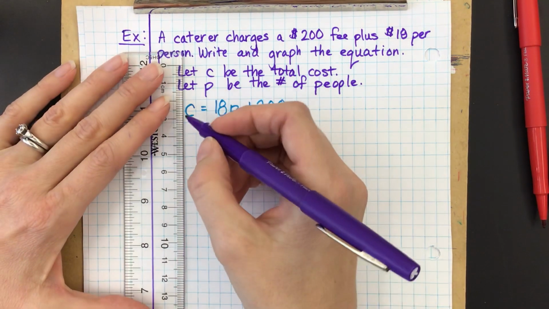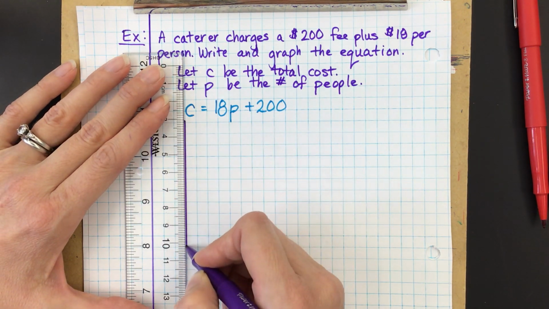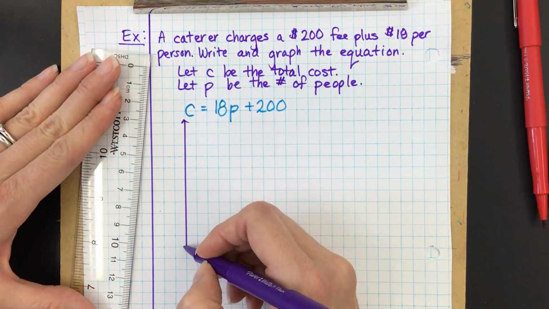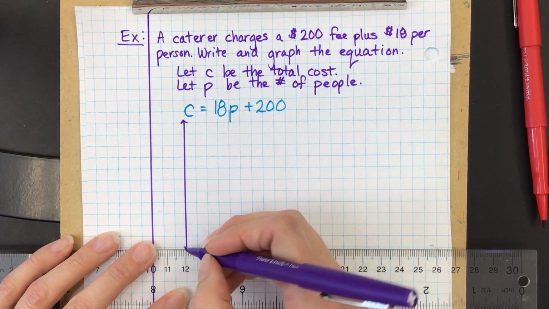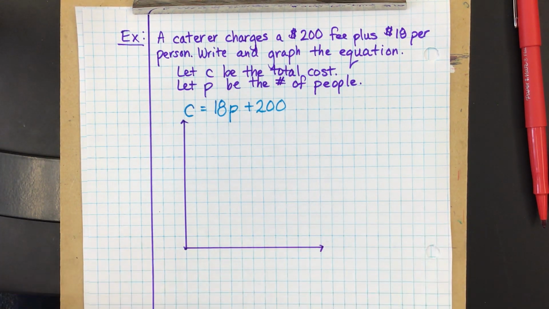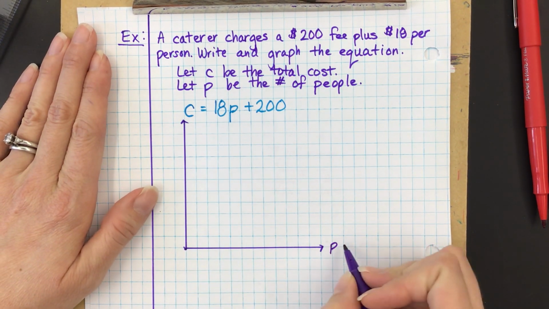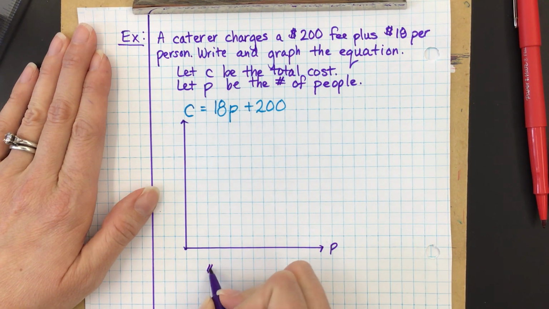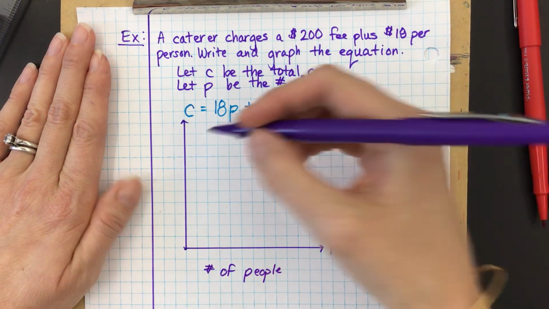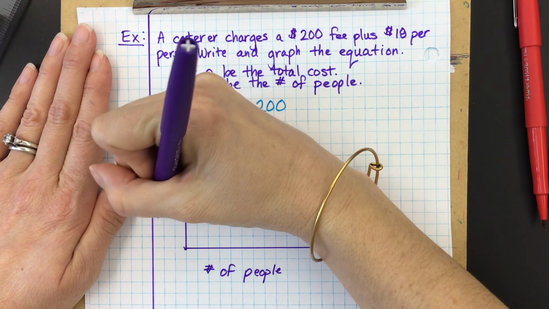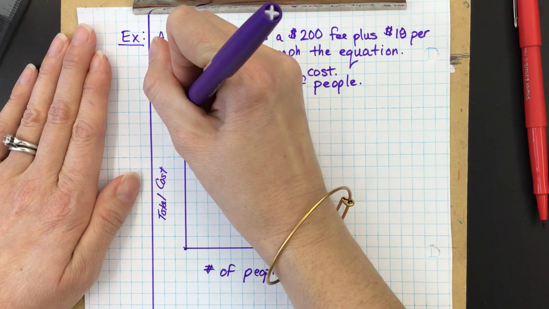So now we're going to go ahead and graph this. Now, when it's a real world situation, we like to make sure we label the axes. So I will definitely do that. On the bottom here, this axis is number of people, so I'm going to label it number of people. And this axis is the total cost. The variable that we're using is C, so we can put a C there.